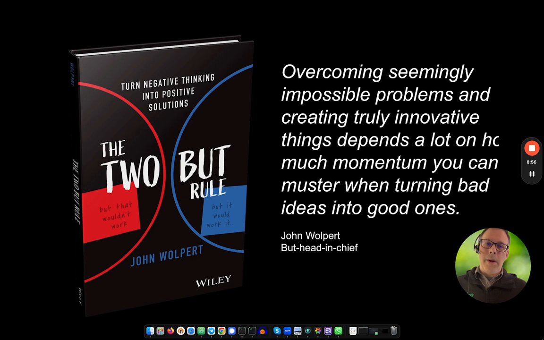So I want to move into my feedback as a DPG product owner and what are some of the challenges that I see the effort is facing. And I want to discuss these challenges by using an approach developed by John Wolpert. He wrote this book called The Two-But Rule. I have my copy right here. I suggest you all go to Amazon and buy your own copy. It's a fun read, and I think you'll get some value out of it.